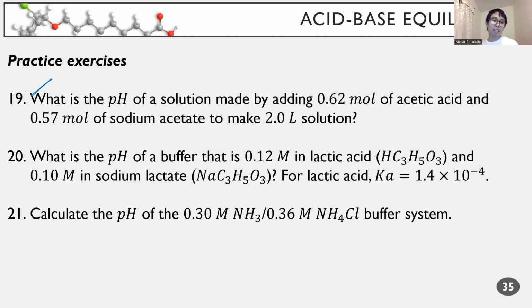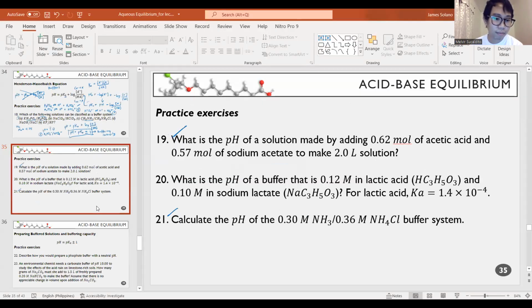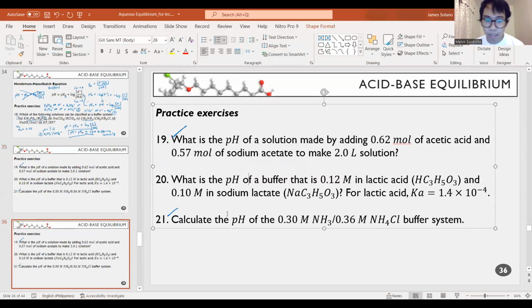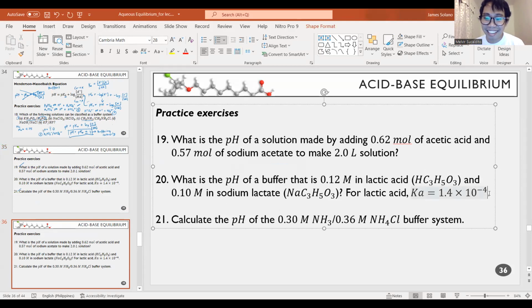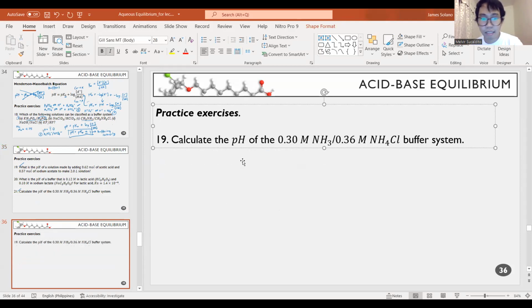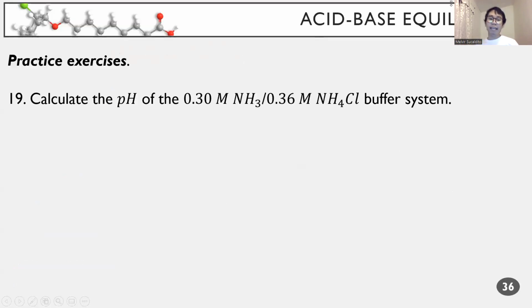Skip number 20, just this one. Let's try to answer question number 21. This time, you do it and I will do it completely too. So for this problem, calculate the pH of a 0.30 molar ammonia and 0.36 molar ammonium chloride buffer system.